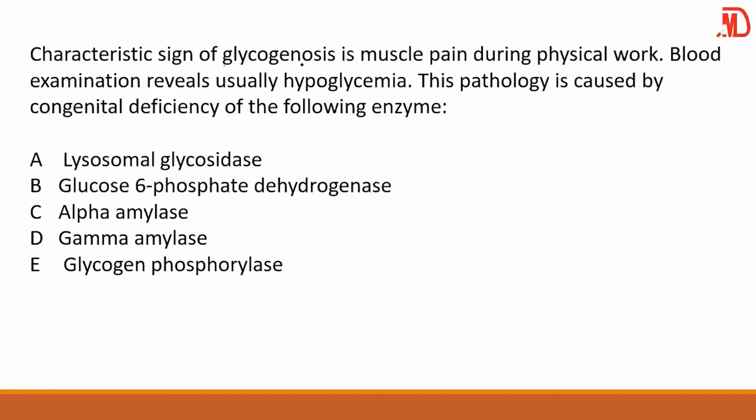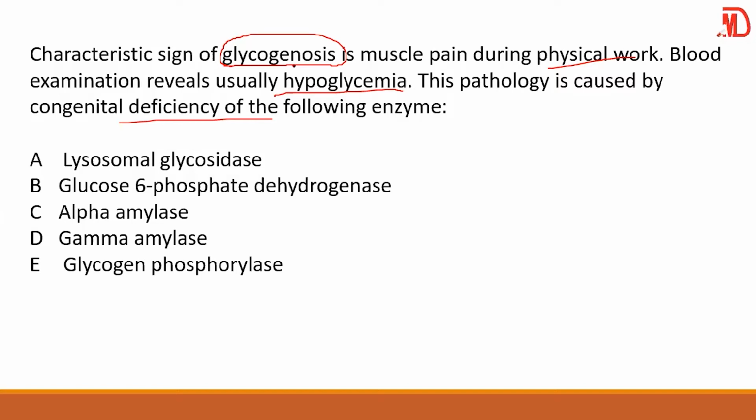Characteristic sign of glycogenosis is pain in the muscle during physical work. Blood examination reveals hypoglycemia. What is the congenital deficiency? So glycogenosis simply means glycogen storage disease. When we say glycogen, that is how glucose is stored in the liver. So we're talking about its diseases. There could be a problem with the storage of glucose inside the liver.